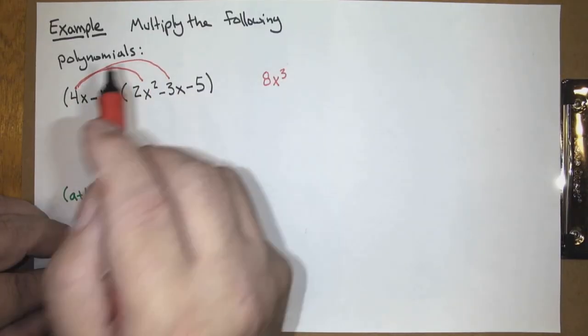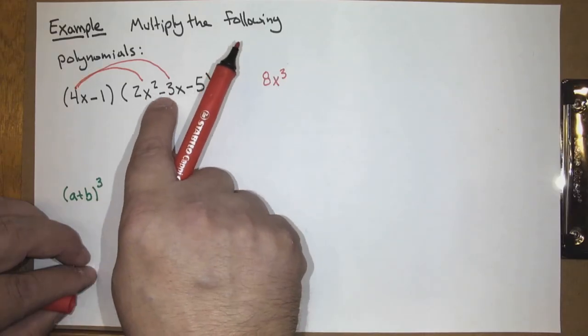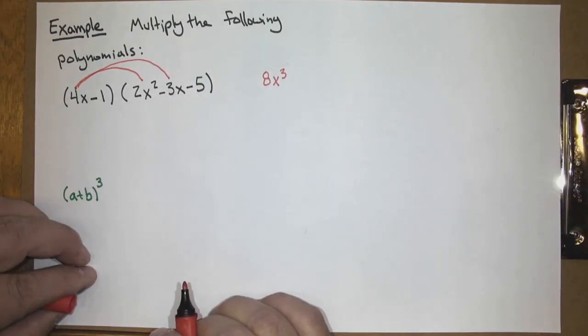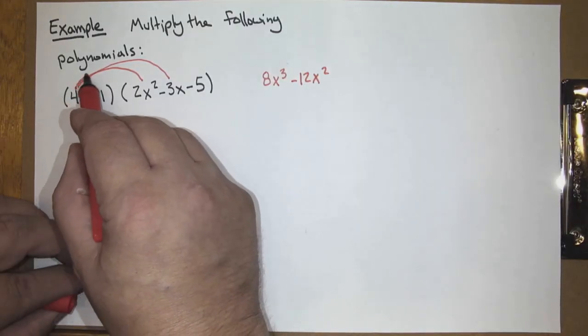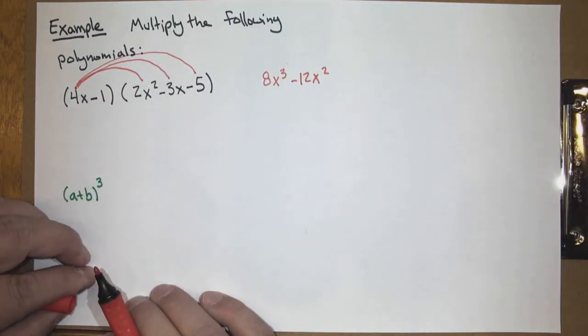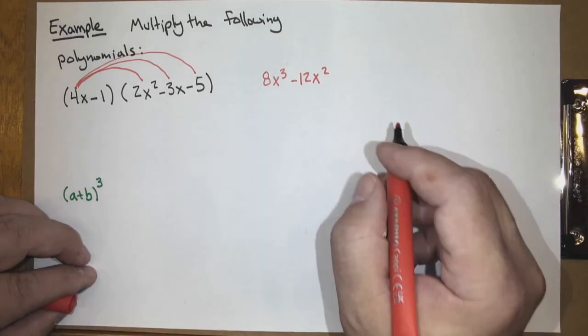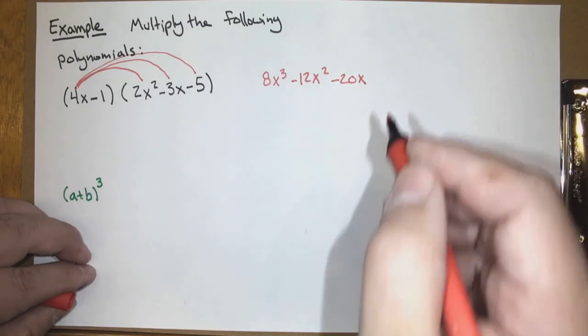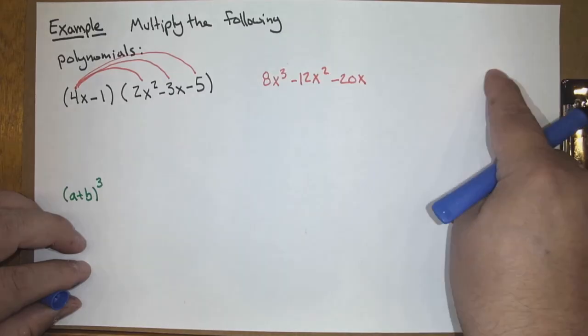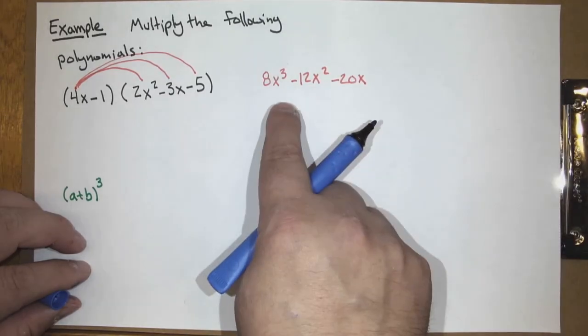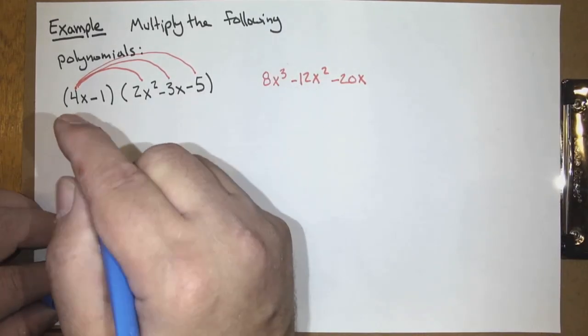4x times minus 3x. Don't forget the minuses. Pay attention. Gives negative 12x squared. 4x times minus 5 is minus 20x. Okay, so I multiplied the first term through. Now I'm going to do the second term through, and to help me follow along, I could write it next to it, but I can also write underneath it. If I write underneath, I can combine powers. That might help me with simplifying.